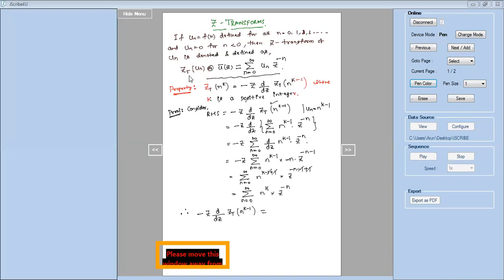So this term can be written as Z transform of un, where un is n power k. So this is the Z transformation of n power k. And this is the required thing. This is the left hand side. So this proves our property. This is how we can prove the property of Z transformation, and this is one of the most important properties here.